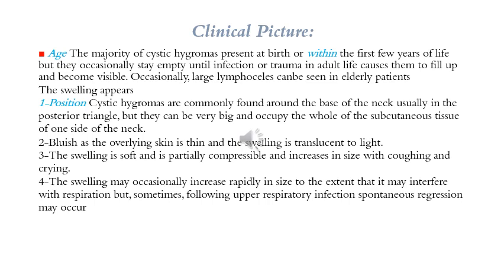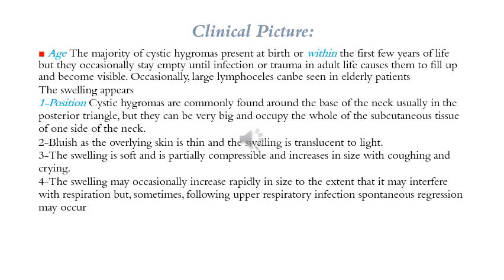Clinical picture or features of cystic hygroma. The majority of cystic hygromas present at birth or within the first few years of life. In the branchial cyst we said the age is in childhood, 16 or 20 years. In cystic hygroma it is very rare for the cysts to stay empty until infection or trauma in adult life causes them to fill up and become visible.